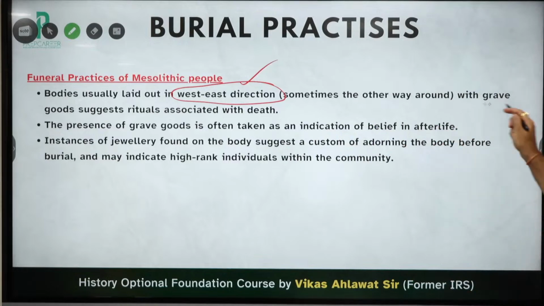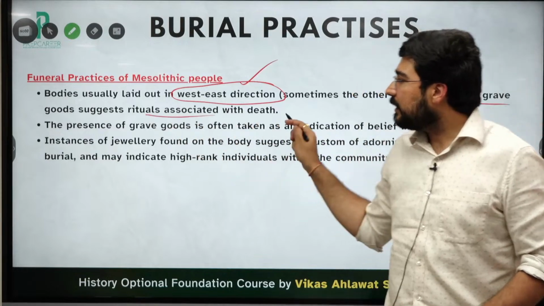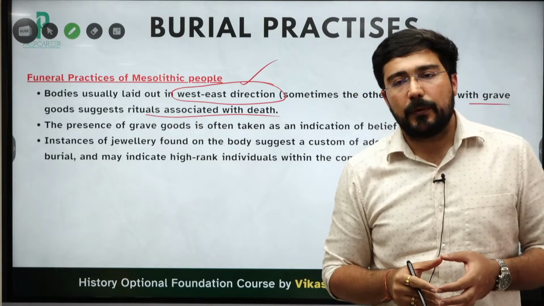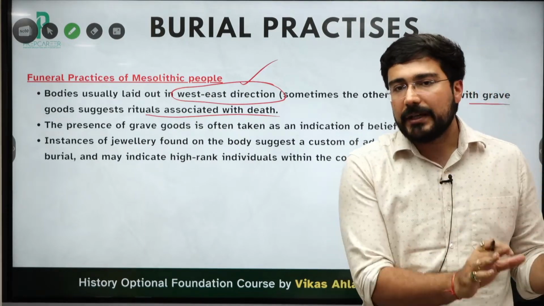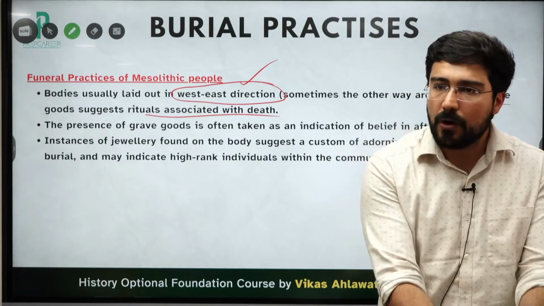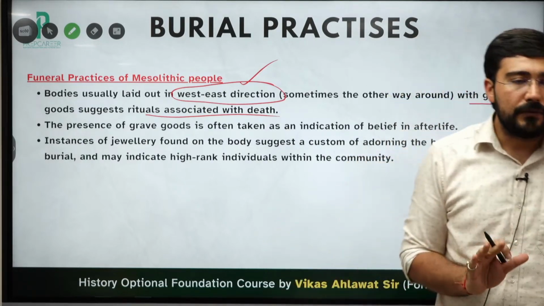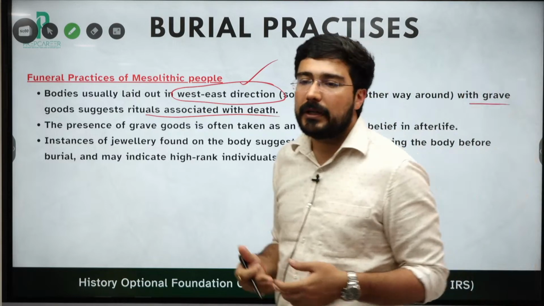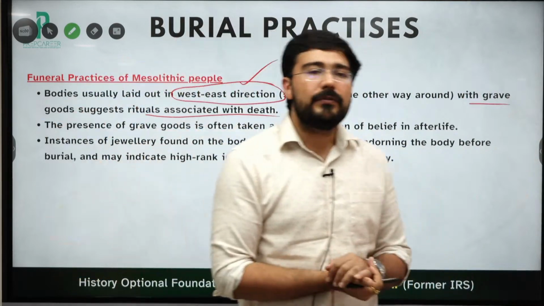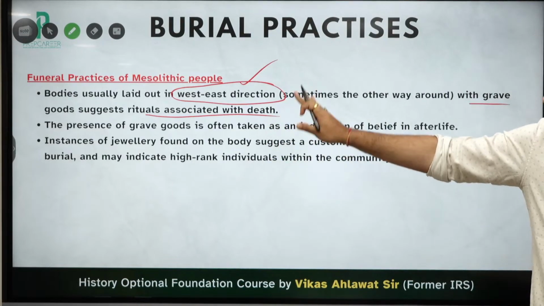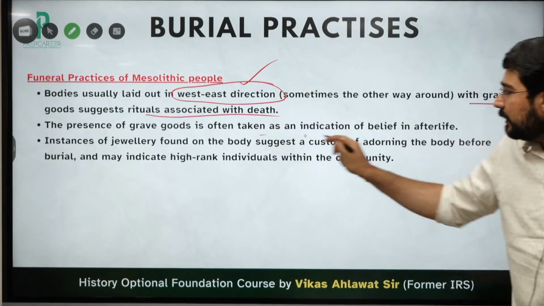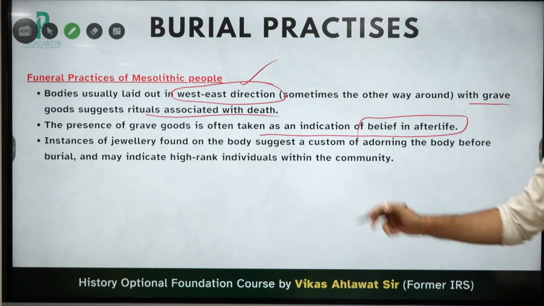All right, with grave goods, such as ritual associated with death. Suppose when these people used to bury the dead people, whatever things belonged to that person were put along with them. This is a belief that the person may require them in the next life. So a belief in the afterlife can be seen on the basis of the grave goods. Next, the presence of grave goods is an indication of belief in afterlife.